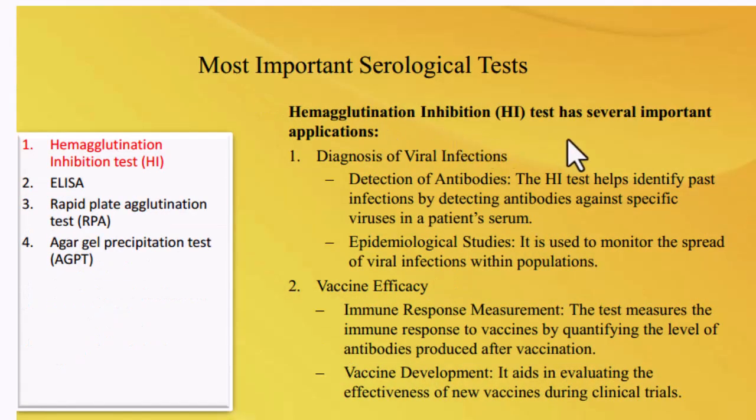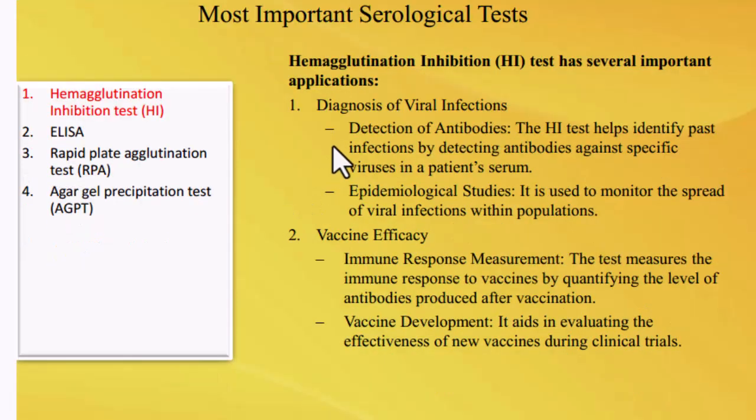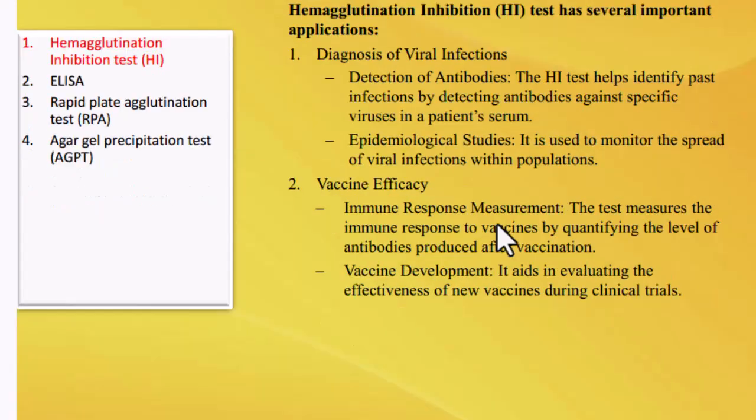The hemagglutination inhibition test has several important applications. Number one, diagnosis of viral infections, detection of antibodies. The HI test helps identify past infection by detecting antibodies against specific viruses in patient serum. Epidemiological studies, it's used to monitor the spread of viral infection within a population.